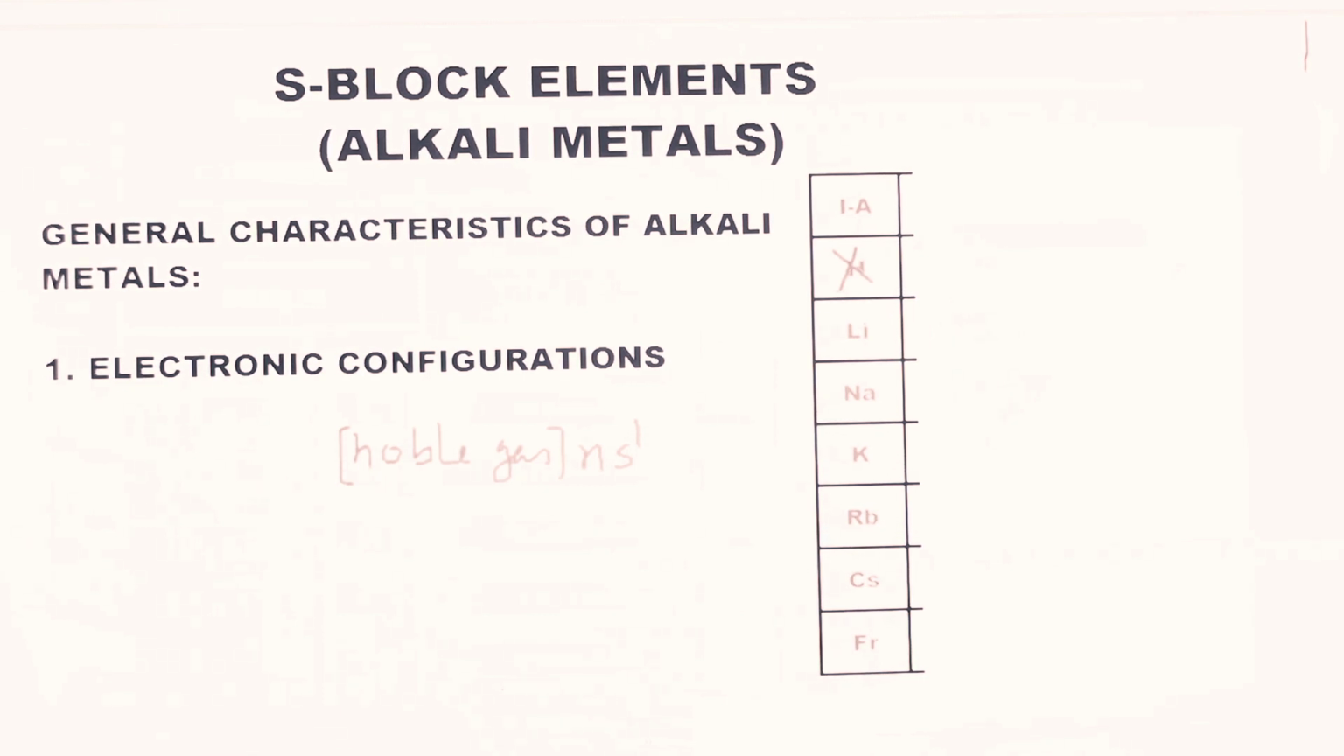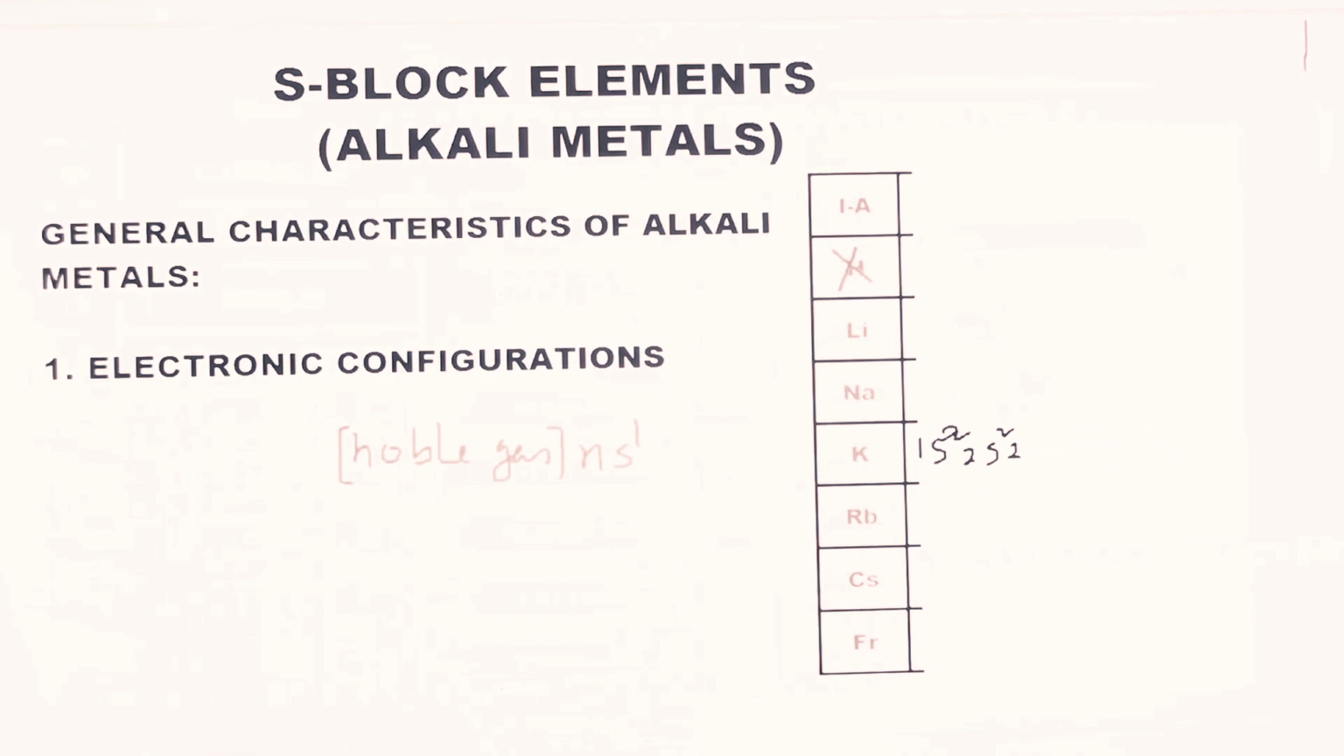Next, potassium. The electronic configuration of potassium is 1s2 2s2 2p6 3s2 3p6 4s1. 1s2 2s2 2p6 3s2 3p6 is the electronic configuration of argon. Clear?